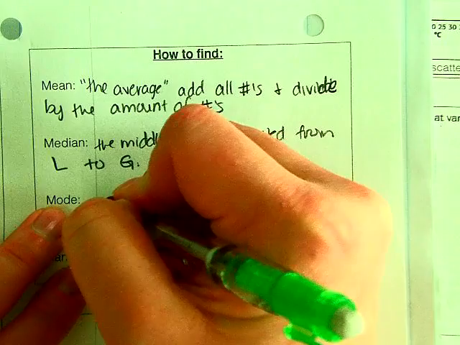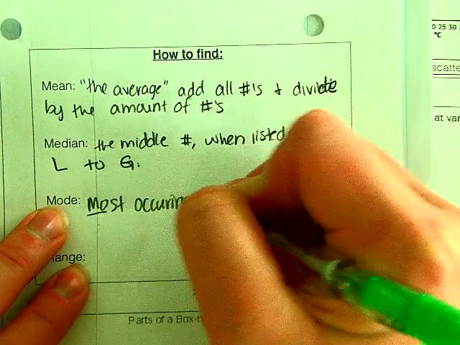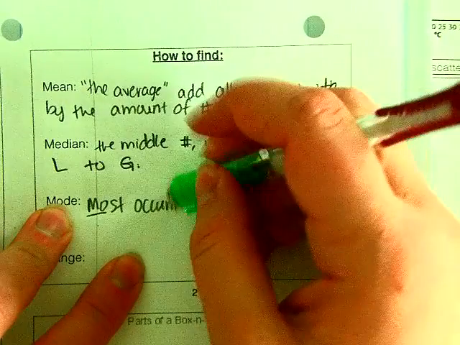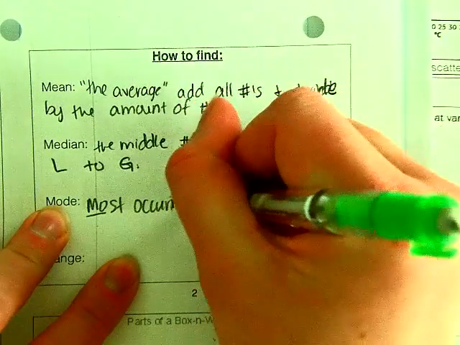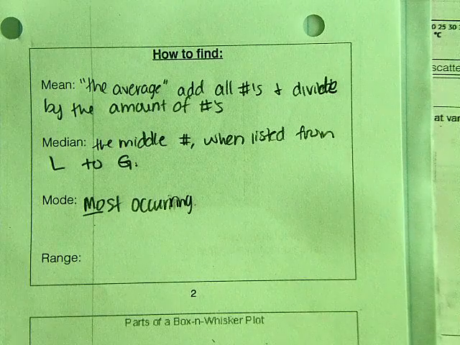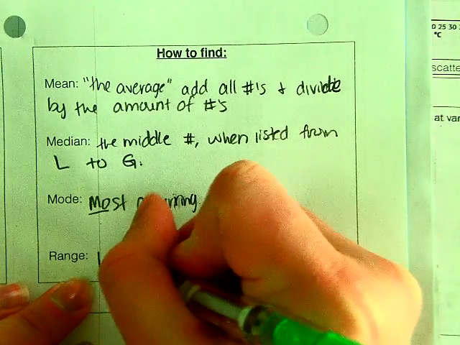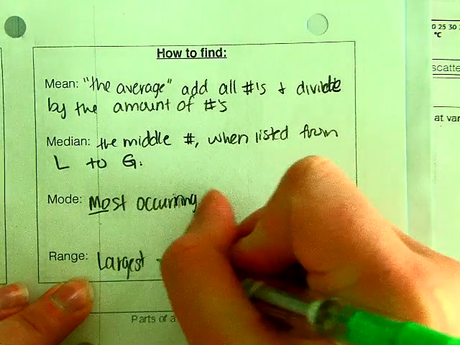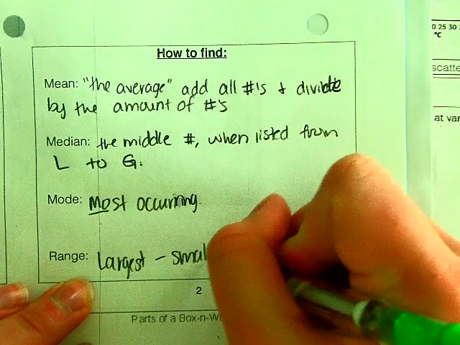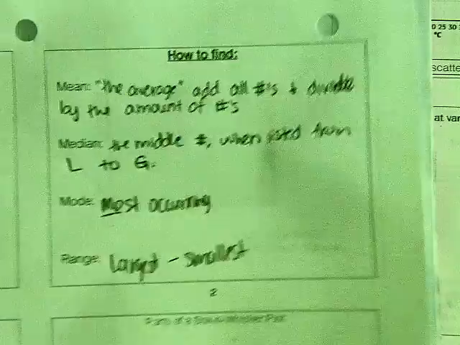The mode is the most occurring. Frequently, there is no mode because not always in data sets is there something that happens more than once. And range is the largest minus the smallest number. So how big your data set is. So that's a refresher on how to do that.